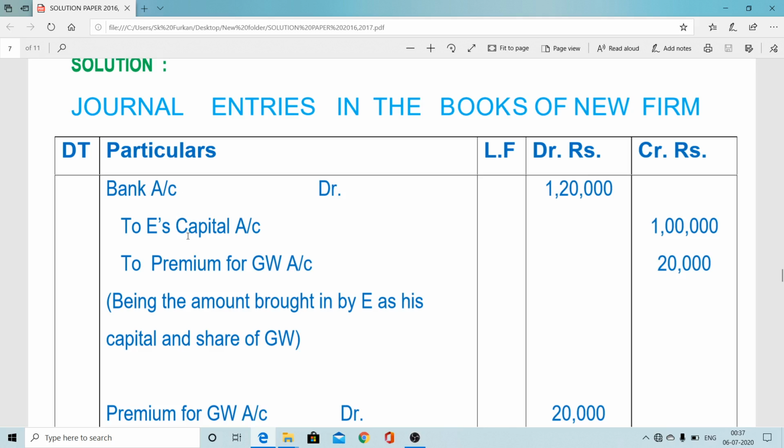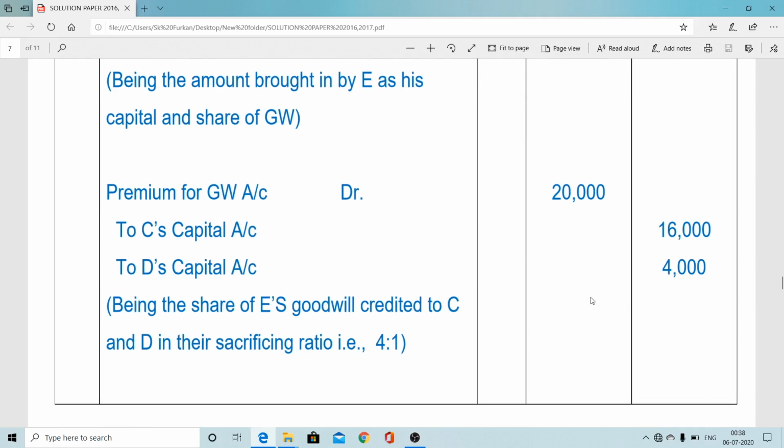In the compound entry, bank account debit 1,20,000 to his capital contributed 1 lakh and goodwill premium 20,000. Therefore 1,20,000 on the debit side, and the credit side also 1,20,000. Now the premium for goodwill distribution entry, the second entry: premium for goodwill account debit 20,000 to the old partners' capitals under the sacrificing ratio. Here it will be the sacrificing ratio, because a separate new ratio is not provided. The second entry is for goodwill transferring.